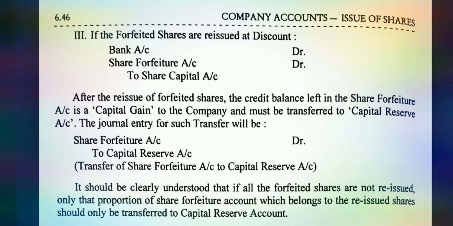After the reissue of shares, one more entry is required if any balance is left in forfeited shares, and the balance left in forfeited shares is called capital gain. That is why that is to be transferred to capital reserve account. So the entry for that would be share forfeiture account debit to capital reserve account. Whichever amount is left in share forfeiture account after reissue, that amount would be transferred to capital reserve.